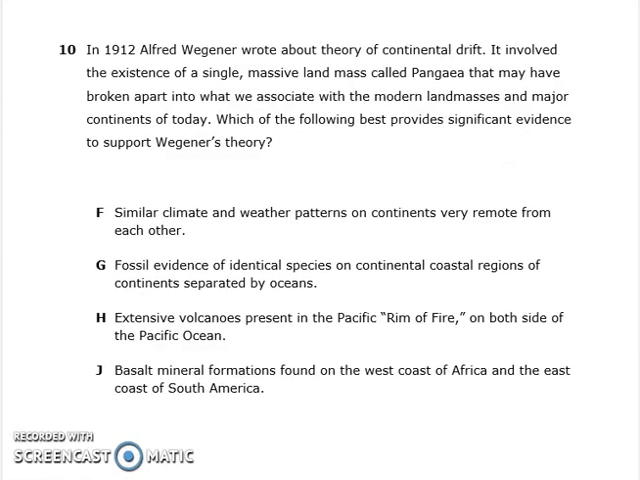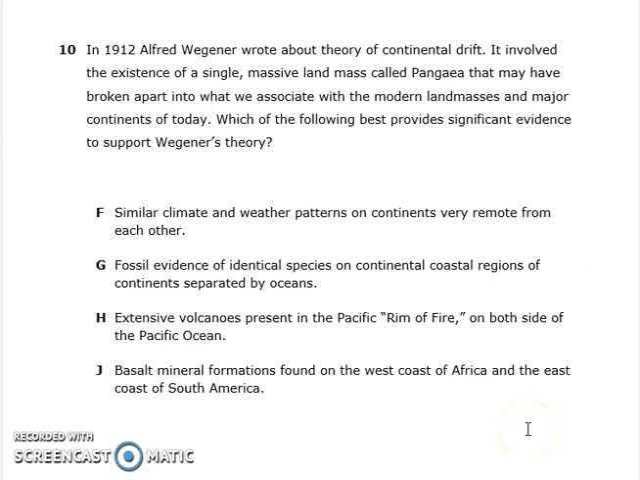Number 10. In 1912, Alfred Wegener wrote about the theory of continental drift. It involved the existence of a single massive landmass called Pangaea that may have broken apart into what we associate with the modern landmasses and major continents of today. Which of the following best provides significant evidence to support Wegener's theory?